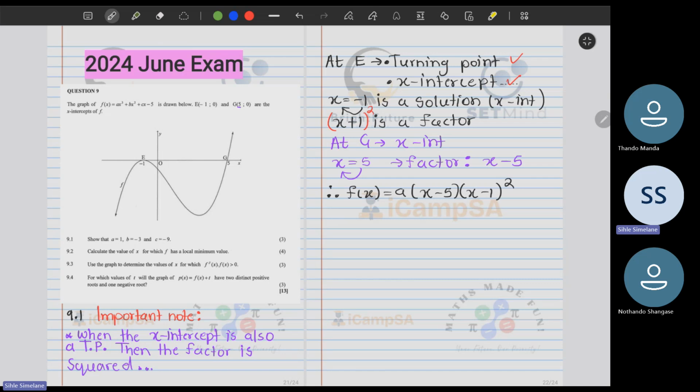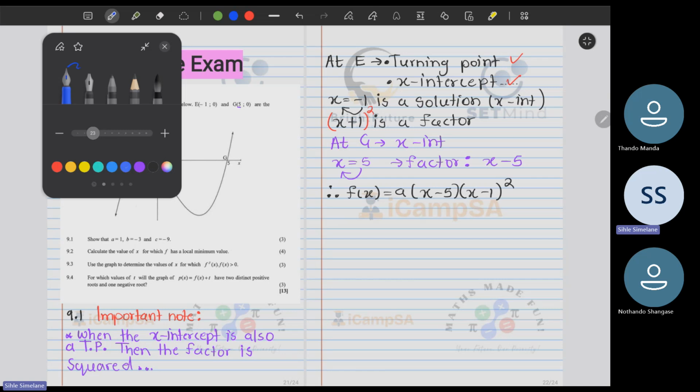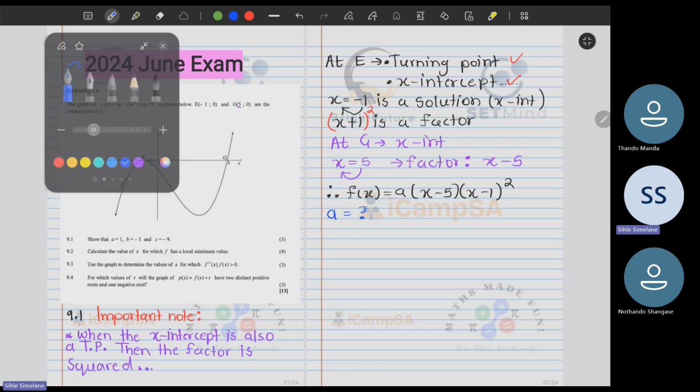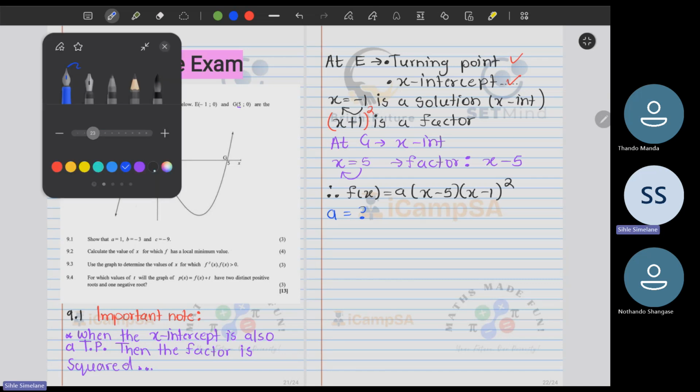Now all what we need is to figure out, what is happening. So now the only thing that we need to find is what? The value of a. So what is a equal to? Okay, so that's the only thing that we need to find.